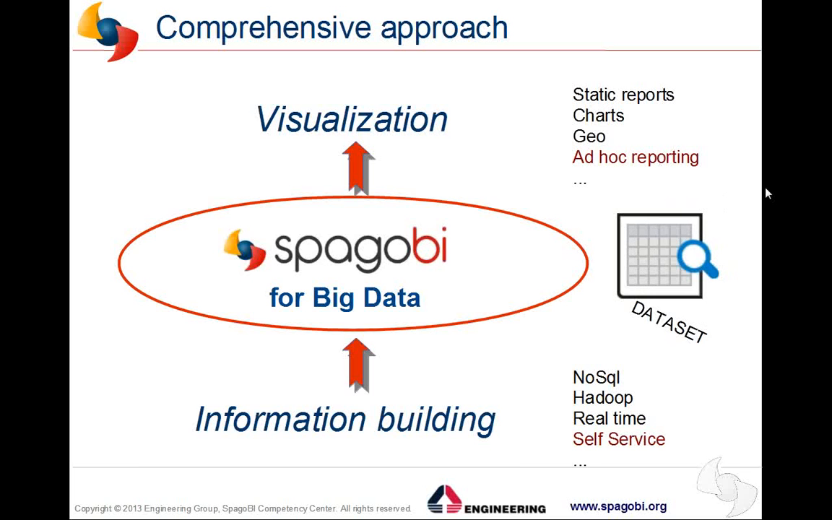And as I said before, you can produce static reports with our engines like BIRT or Jasper, the engines that we integrate in SpagoBI, and then charts with ExtJS or HighCharts and so on, and also our own geographical reporting engine and the ad hoc reporting through the worksheet.